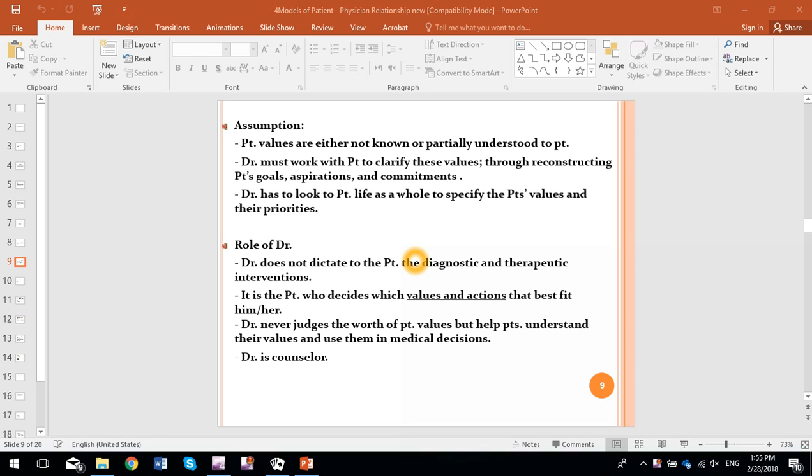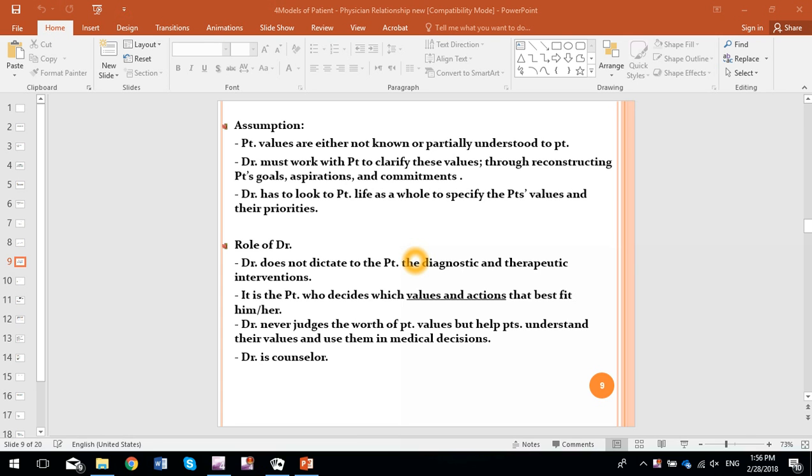How can you clarify these values? By discussing the patient's goals with the patient. What are your goals in life, in this mission, and in work? What are his or her aspirations as a patient? What are his or her commitments in life? By clarifying the goals, aspirations, and commitments of the patient, we come to see more clearly the patient values based on them. The doctor has to look at the patient's life as a whole. So by discussing patient goals, aspirations, and commitments, we are looking at the patient beyond the physical unity of the patient. We are looking at the patient's life as a whole to specify the patient values and their priorities.